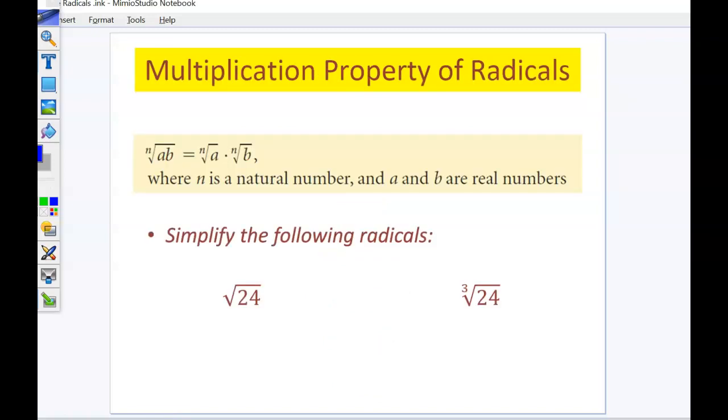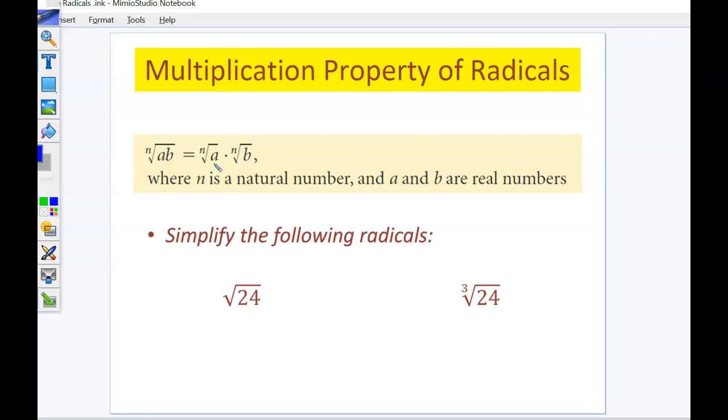So we do have the first property of radicals, and that's called the multiplication property of radicals. If we have two numbers being multiplied under a radical, we can take the radical of the first number times the radical of the second number. And again, obviously the index would be the same for both radicals.